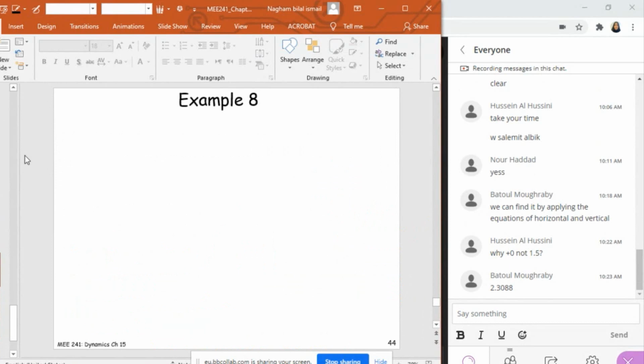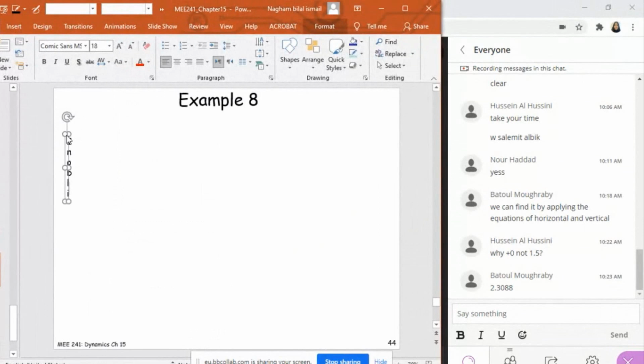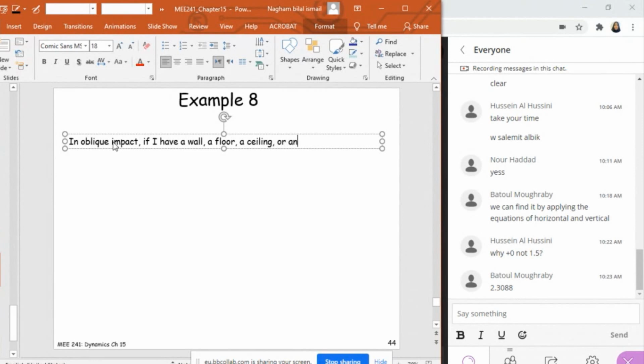In fact, in oblique impact, so let's write it down. In oblique impact, if I have a wall, floor, ceiling, or anything of infinite mass, compared, of course, to other masses, the four equations will be only two.